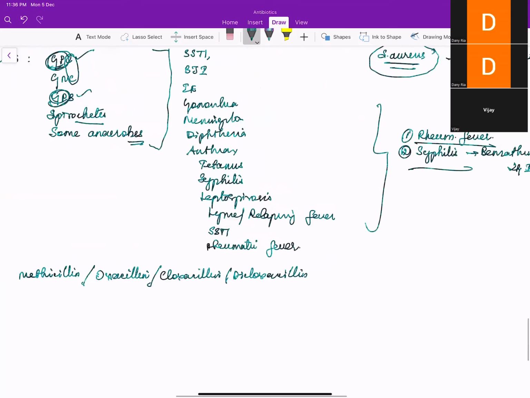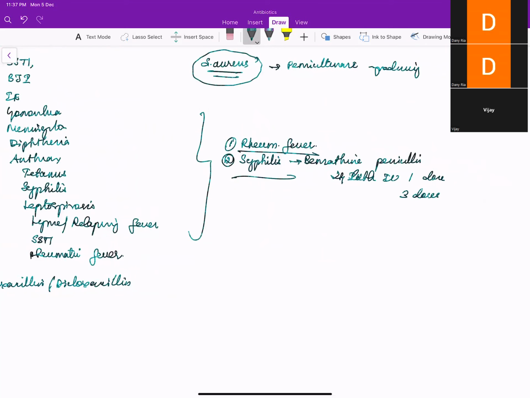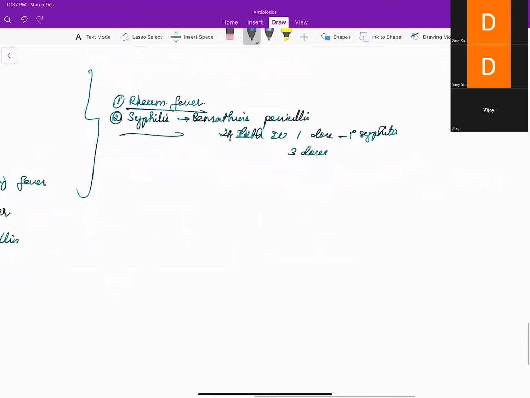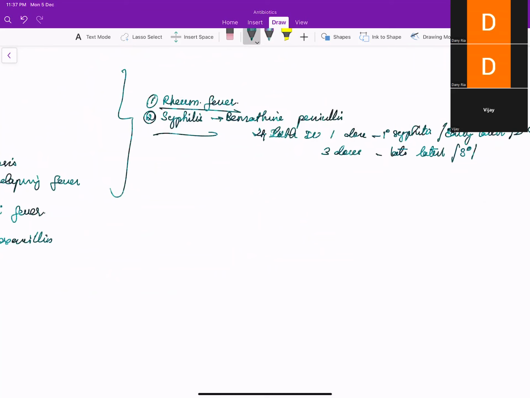Can you show the dose again? 24 lakh international units, single dose IM in case of primary syphilis. In early syphilis, that is primary syphilis and early latent syphilis, we can give 1 dose. 3 doses for late latent syphilis and tertiary syphilis. Early stages of syphilis, 1 dose. Late stages like neurosyphilis and cardiac syphilis, we have to give 3 doses of penicillin.